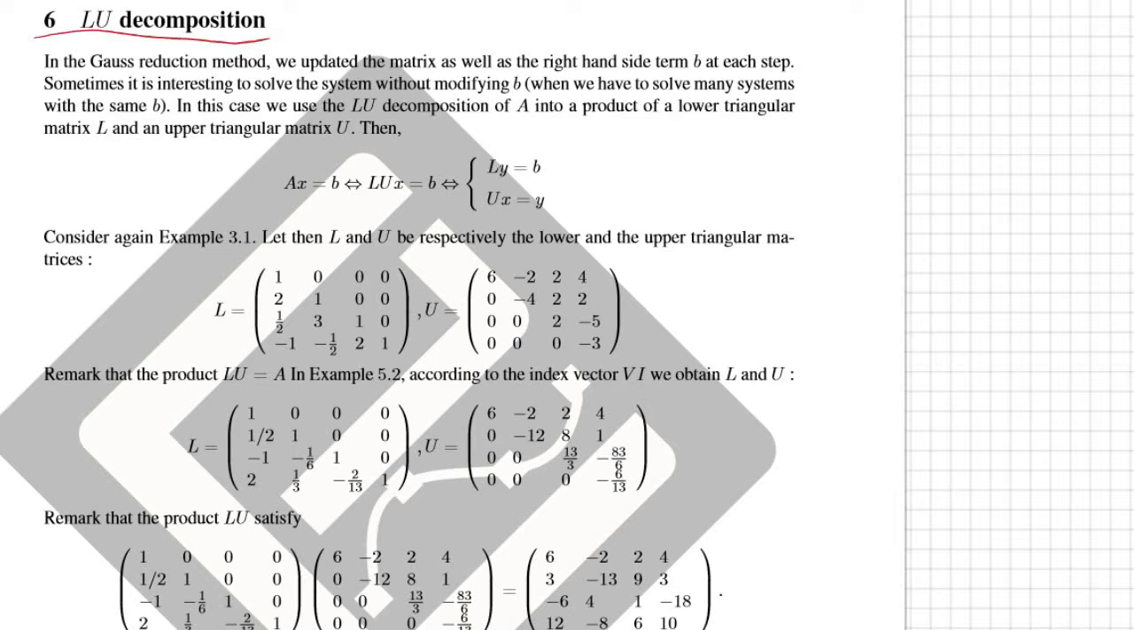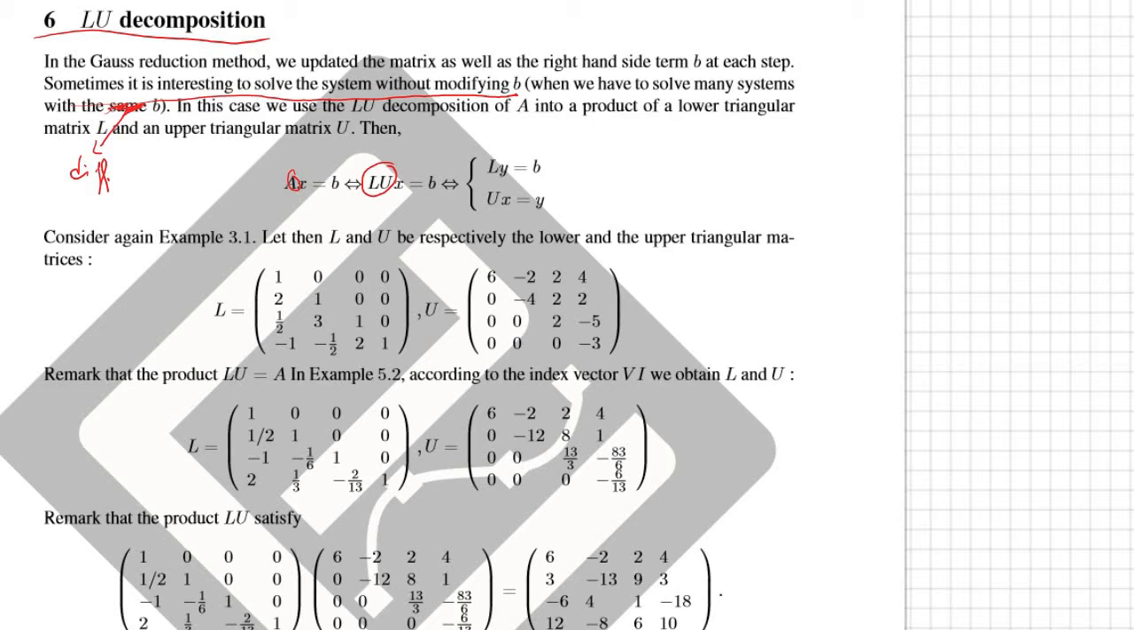So as I say here, sometimes it's interesting to solve the system without modifying b, when we have to solve many systems with different b. In this case, we use the LU decomposition. In fact, the idea is the following. If the matrix A can be written as a product of two matrices, L and U, where L is a lower triangular matrix and U is an upper triangular matrix.